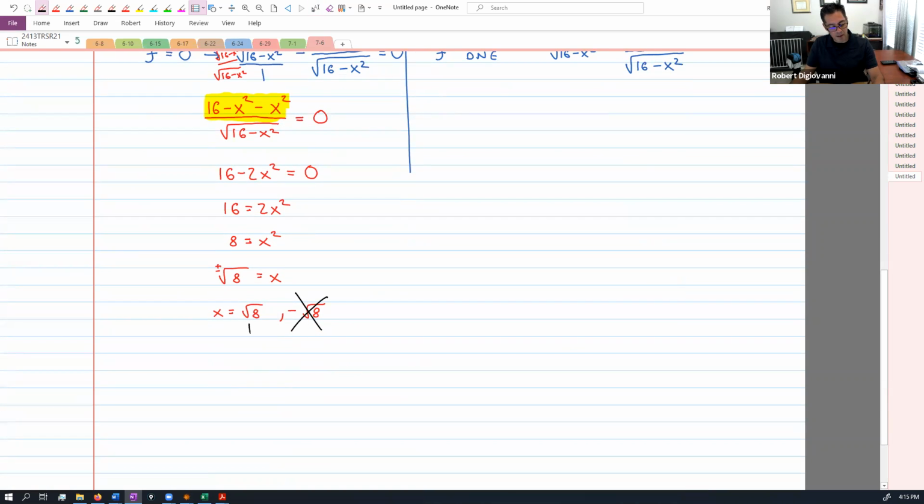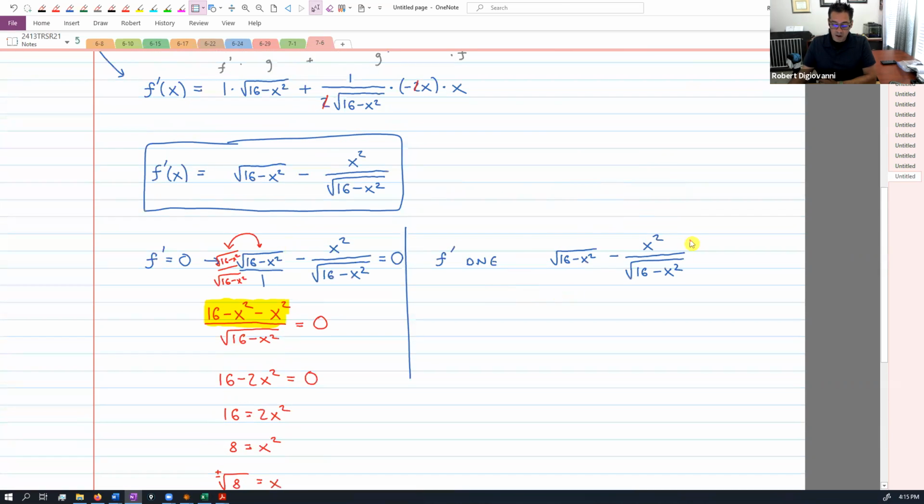But because it's 0 to 4, I'm only looking at numbers between 0 and 4, so negatives I throw away. And the square root of 8, if you need to check that on your calculator to make sure it's in the interval, it's about 2.83. So that's definitely in the interval. So we have one critical number so far. Something interesting is happening at the square root of 8.